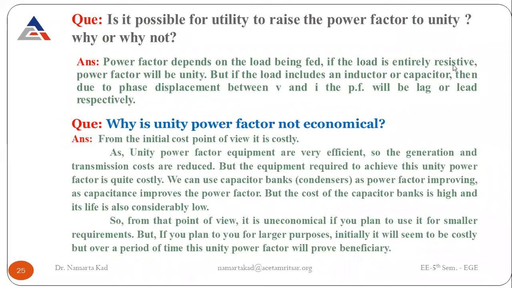So if the load is entirely resistive, the power factor is unity. We know that, because for resistive loads the voltage and current are in phase with each other. What's the phase angle between voltage and current? It becomes 0 degrees. And what is cos of 0 degrees? It becomes unity. So the power factor becomes unity only when the load is totally resistive.